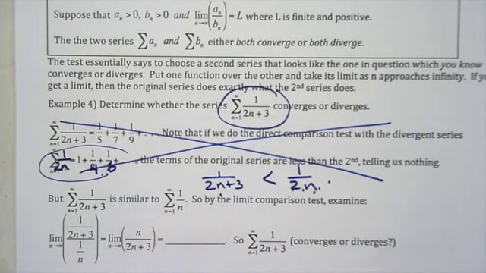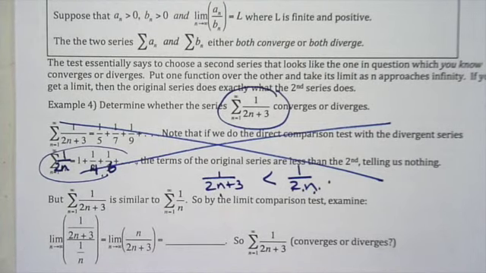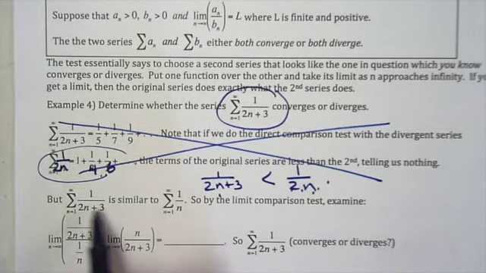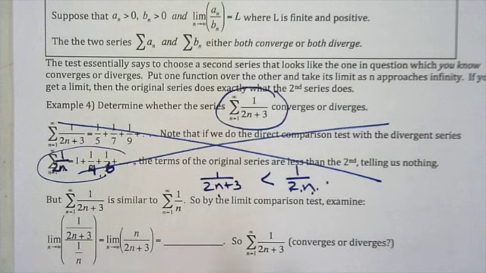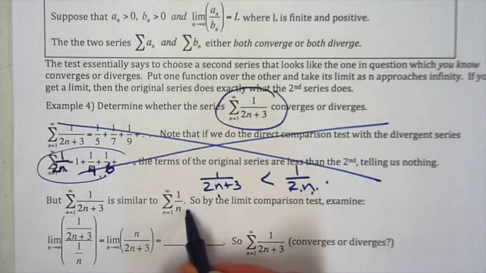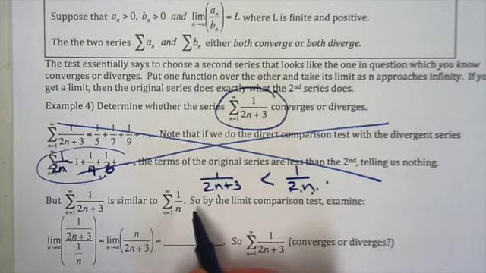And you're going to start the same way. You have to find a series to compare it to. And it doesn't matter if you compare it to 1 over 2n or 1 over n. That 2 makes no difference. It's still a p-series. So I'm just going to compare it to 1 over n. So this is a p-series that we know diverges.